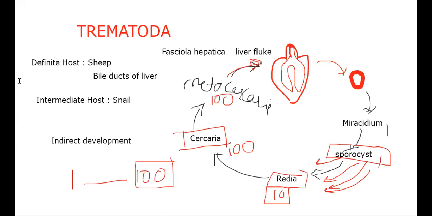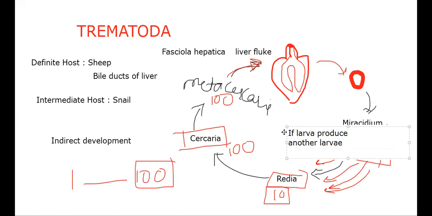If a larva is able to produce another larva, what do you call the feature? The feature is called polyembryony. That feature is said to be polyembryony. Very, very important to be remembered and a very special character, isn't it?